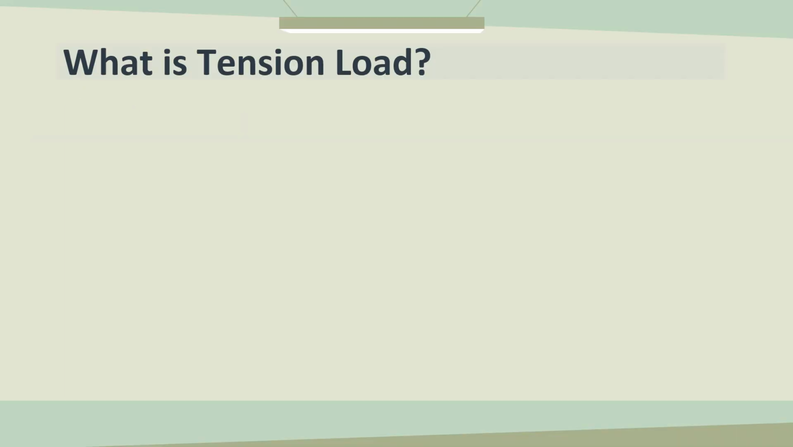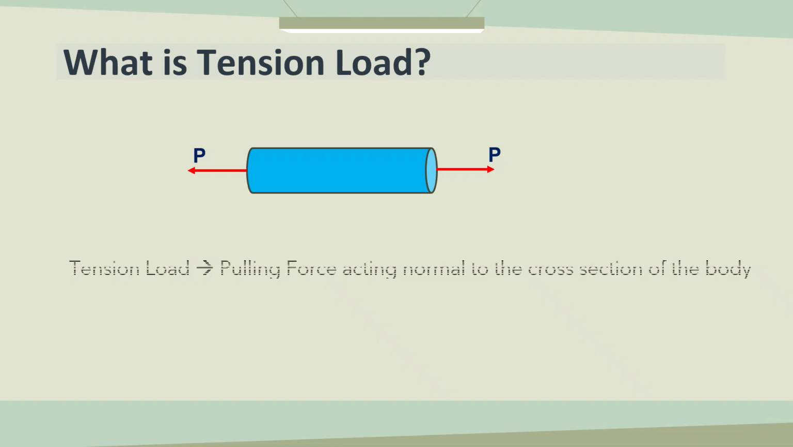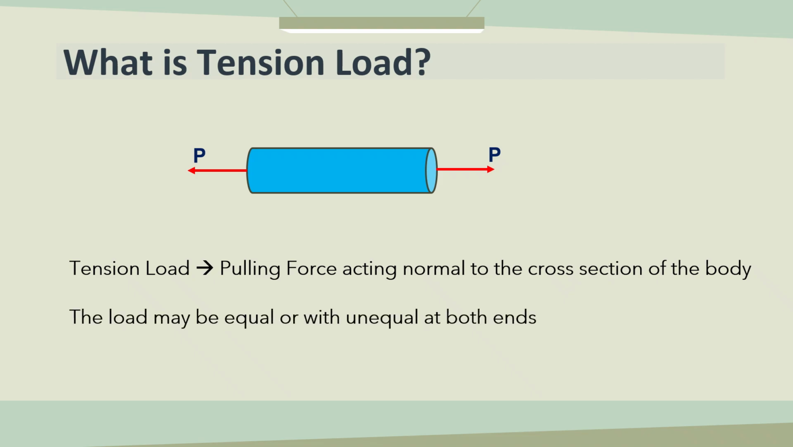First, we will understand what is tension load. Consider a rod as shown in the image, which has two applied forces at both ends. So now what will the body do? It tries to pull the body apart. That applied load is called tension load. So, the tension load will be acting normal to the cross-section of the body. This load may be equal or unequal at both ends.